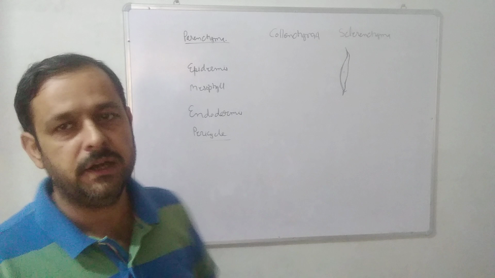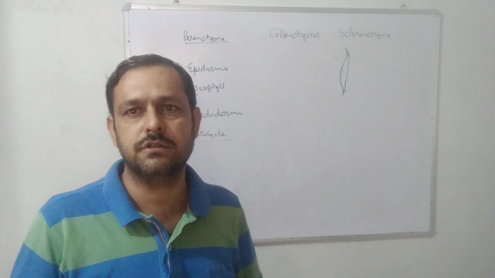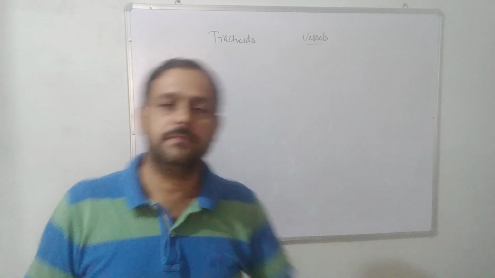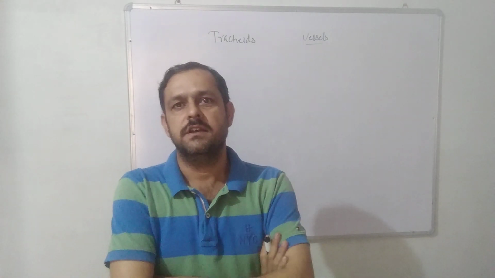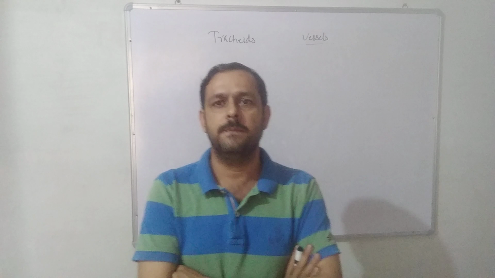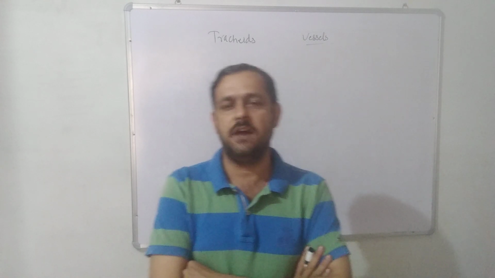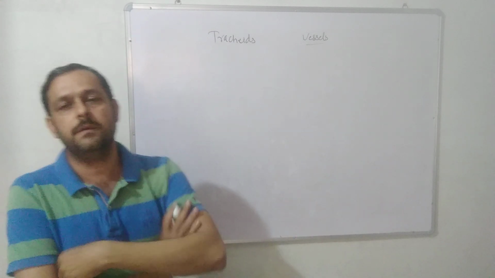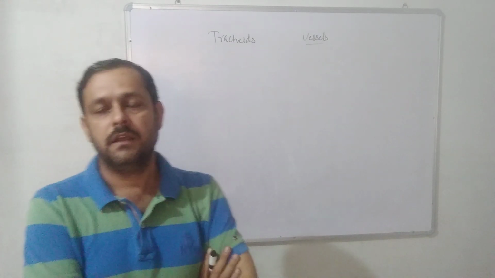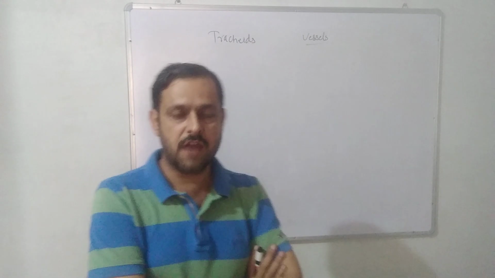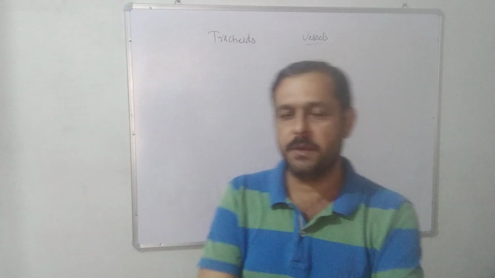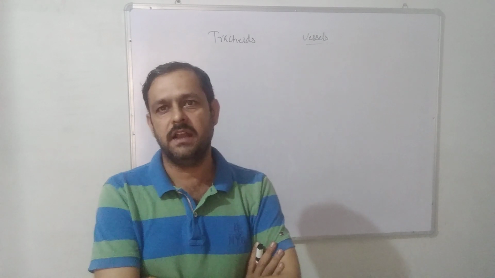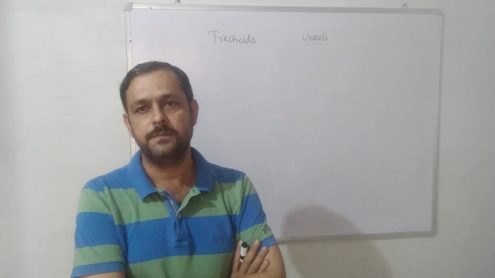Now permanent tissue, complex tissue, xylem and phloem we will discuss here. In xylem, tracheids, vessels, xylem parenchyma and xylem fibers are present. Among them, tracheids and vessels are the main cells of xylem, and in phloem, sieve tubes and companion cells are the main cells, and then phloem parenchyma and phloem fibers are present.